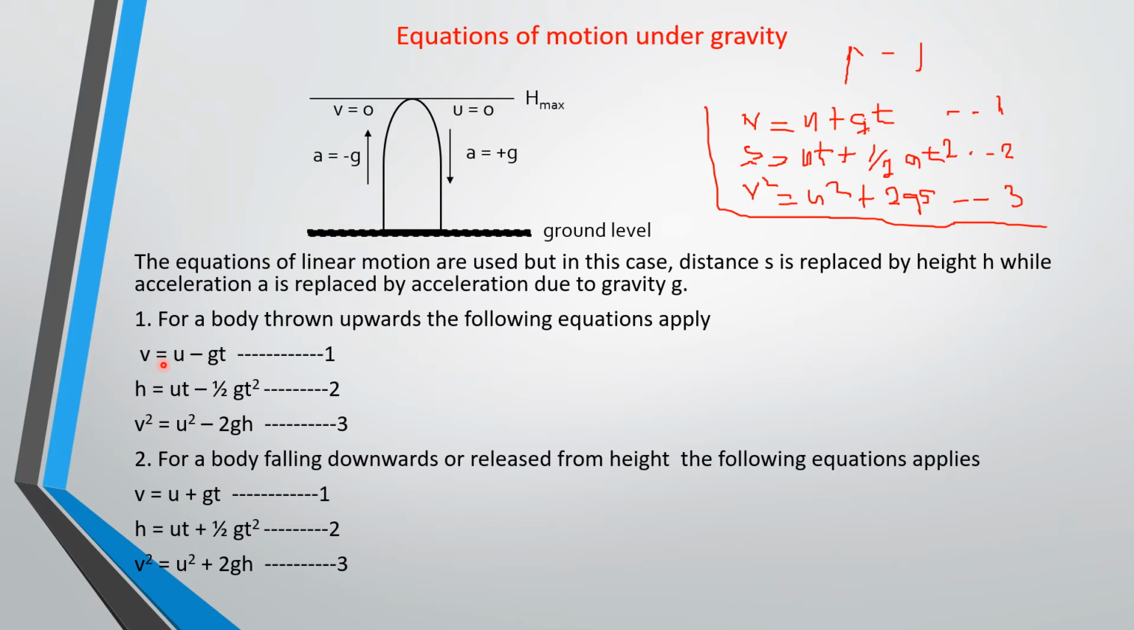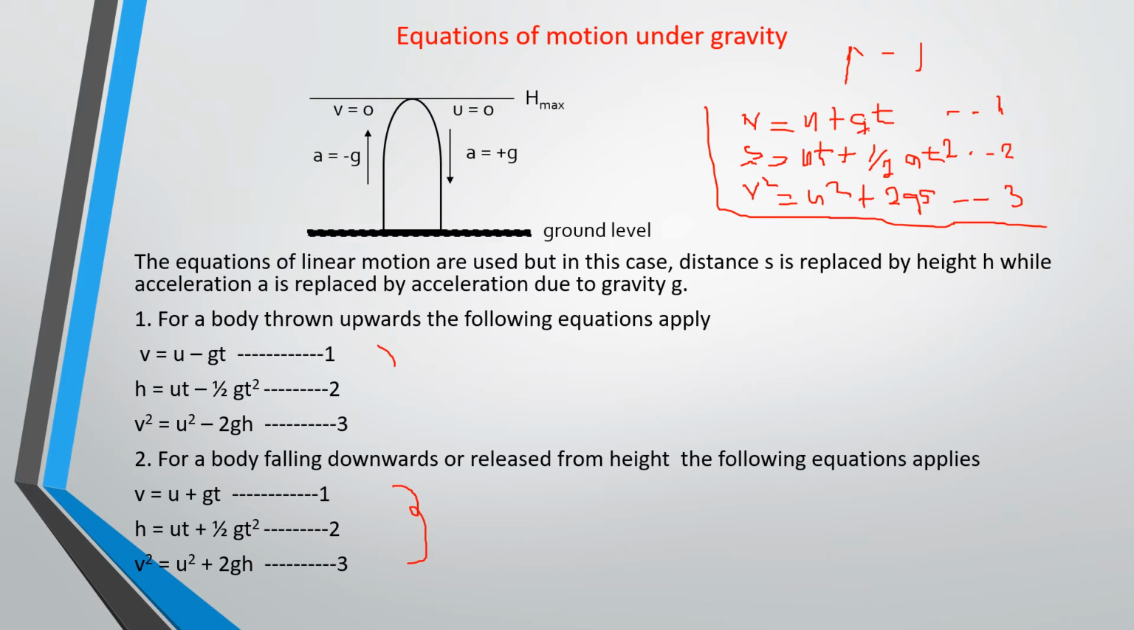When the body is going upward, the first equation is v is equal to u minus gt, because acceleration due to gravity is negative. It is going against the force of gravity. Same thing for the second equation, h. We have replaced s in this equation with h. So h is equal to ut minus half gt squared. And then the third one too, same thing. Then when the body is coming down, the g has become plus. So these are the equations that apply when you are talking about acceleration due to gravity.